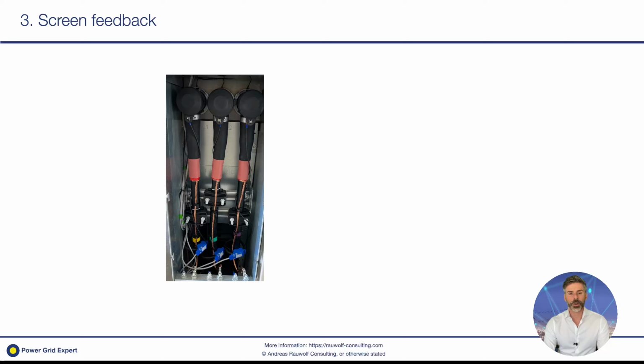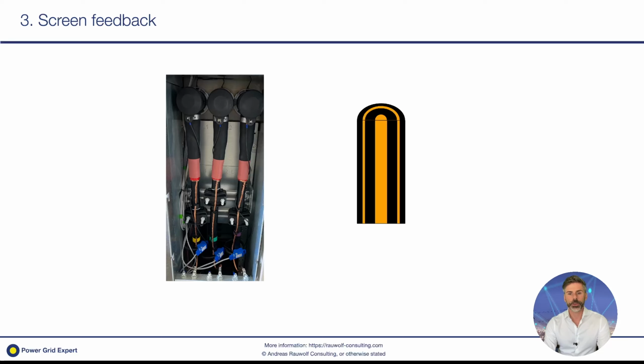Another big and common mistake is the screen feedback. Even myself, looking at installations, sometimes it's hard to find the mistake. But this is something that has to be checked, and it has to be done correctly, because there is no device in this world that can test the correct installation of the screen feedback. You have to have a look at it, you have to concentrate, and you have to make it the right way. So what is the right way, or what is the idea behind the screen feedback?